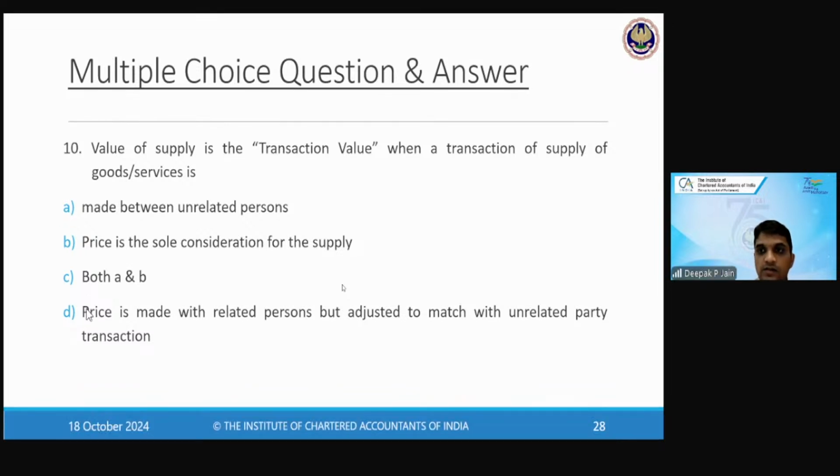Ten answer is people are saying mostly C. Yes. Made between unrelated persons. This everybody has given the answer. Yes, it is C.